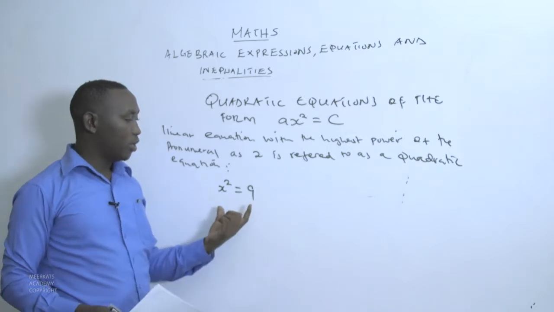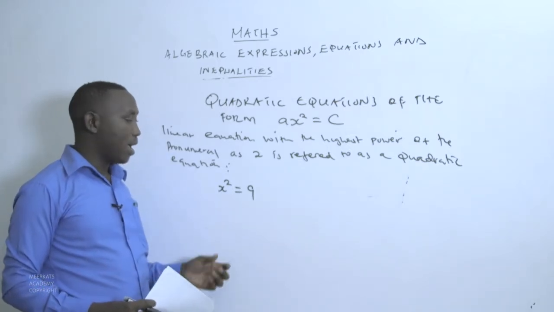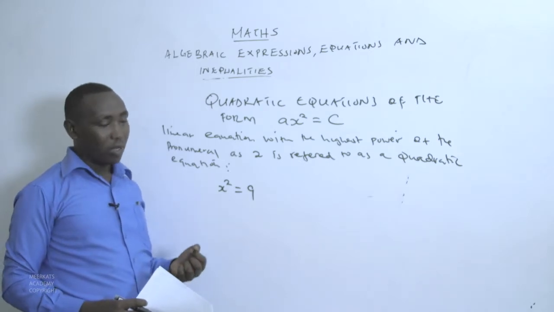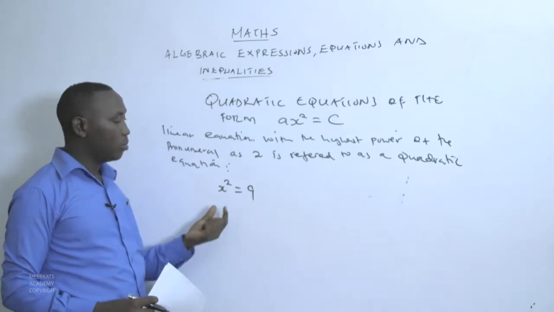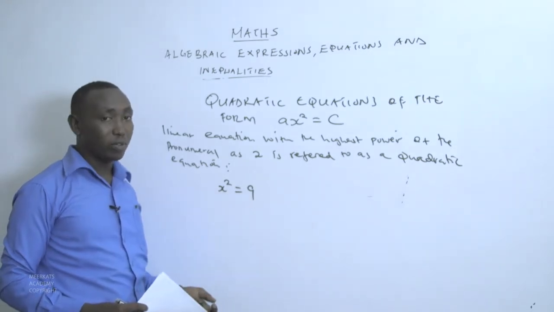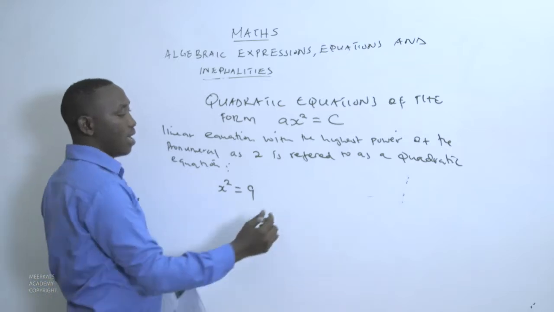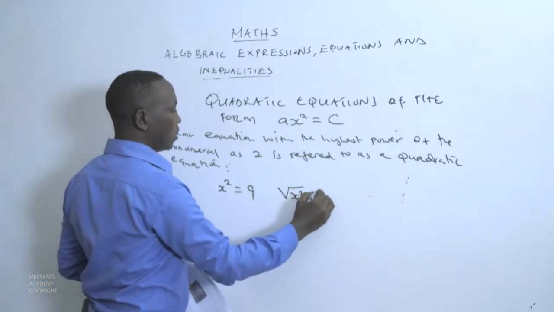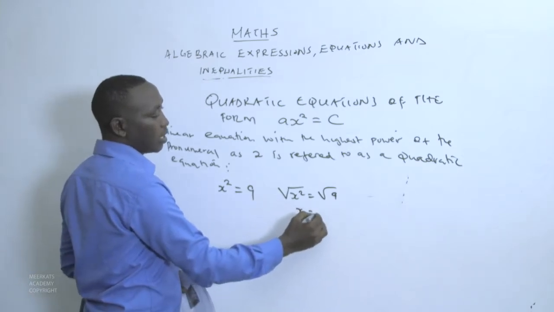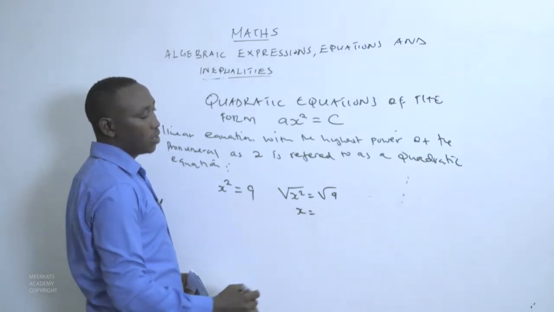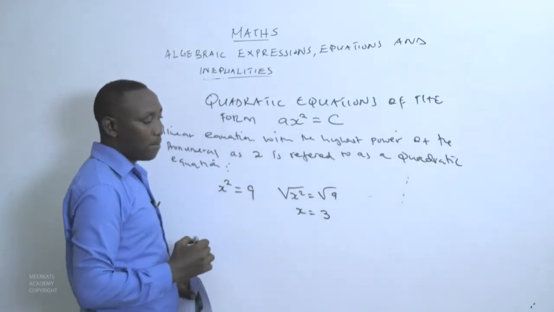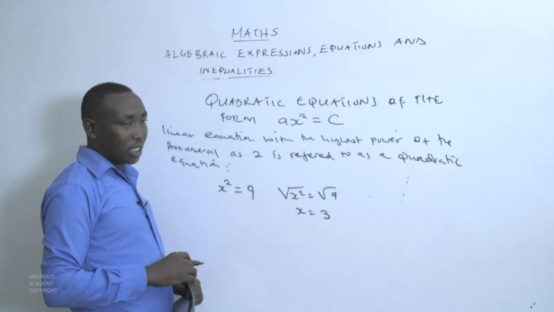Now, for us to be able to solve such a quadratic equation, we need to find the square root of both sides. That means you find the square root of the left-hand side, and you find the square root of the right-hand side. When you do that, you'll find that the square root of x squared is x, which will be equivalent to the square root of 9, which is 3. But there's an important aspect here.